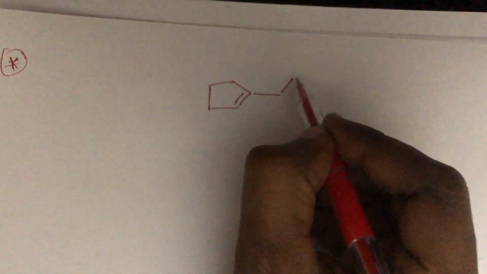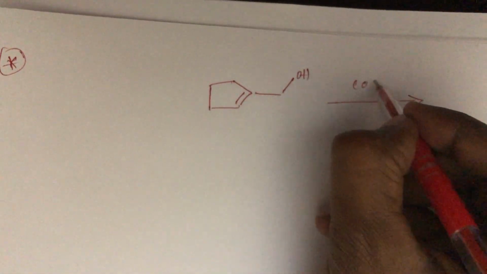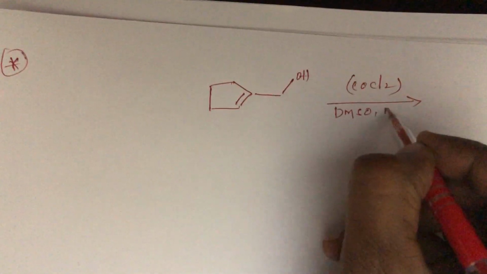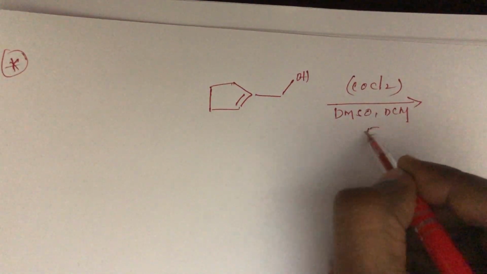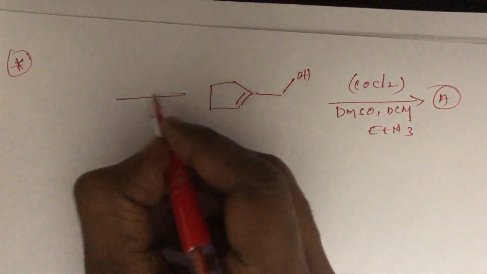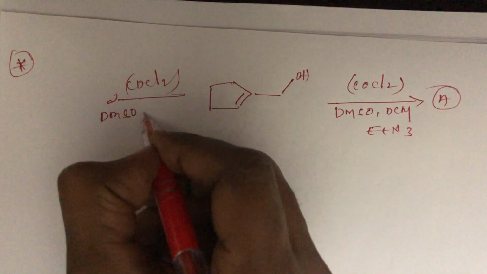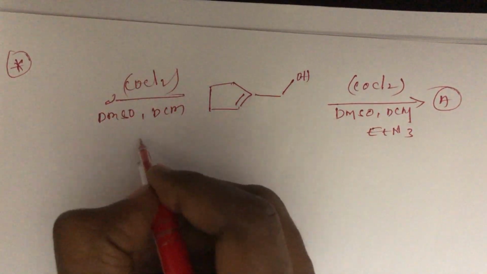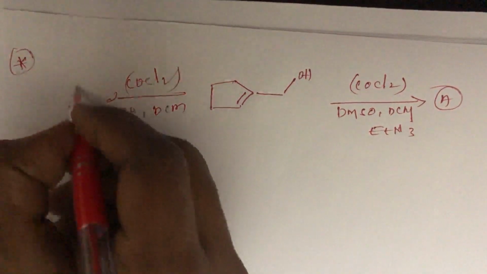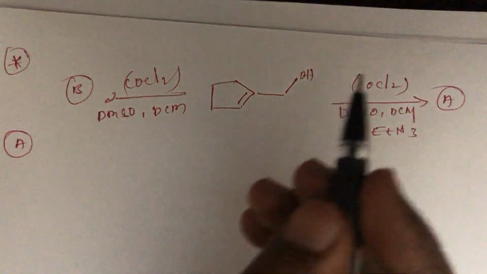A 5-membered ring alcohol, COCl2, DMSO, DCM as solvent, and here base. You will get A product. With COCl2, DMSO, DCM, without base, what will we get? You will get B product. So first I am writing the A product, that is with using base.